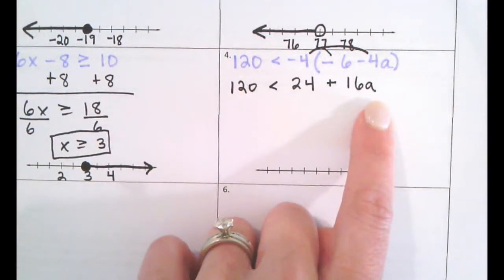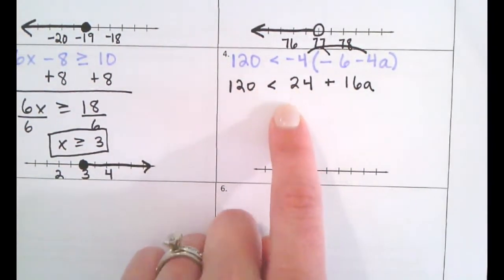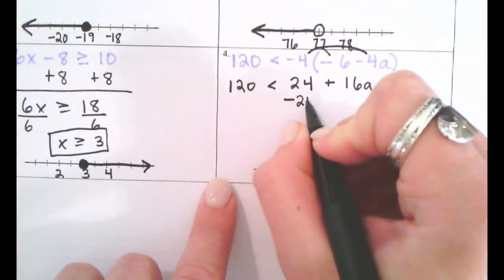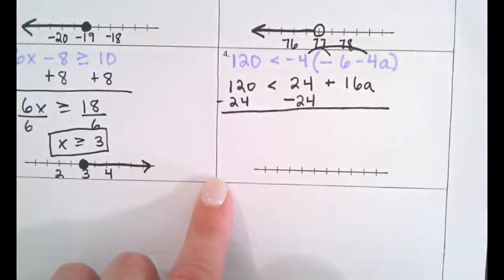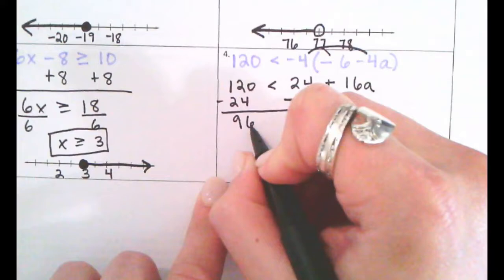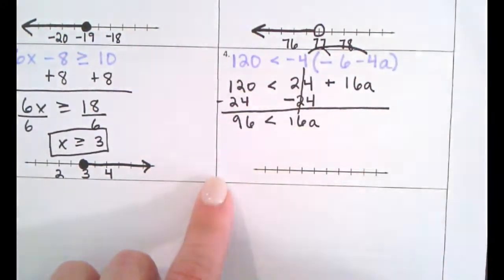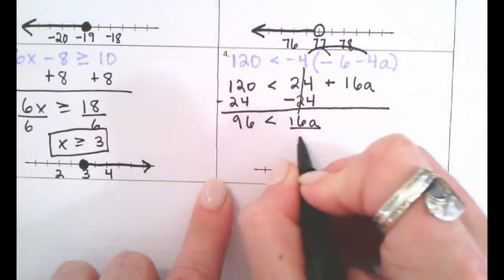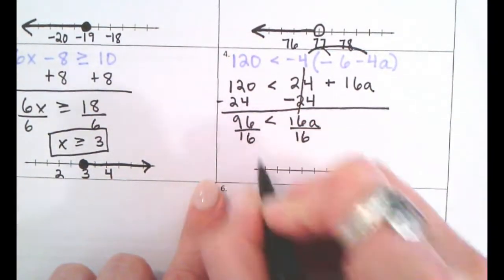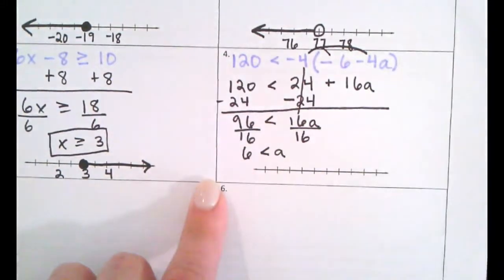Getting a by itself, I have 16 multiplied and 24 added. It's a positive 24, so I'm going to subtract 24 on both sides. This will give us 96 is less than 16a. Then 16 is multiplied to a, so I'm going to divide by 16 on both sides. And I get that 6 is less than a.